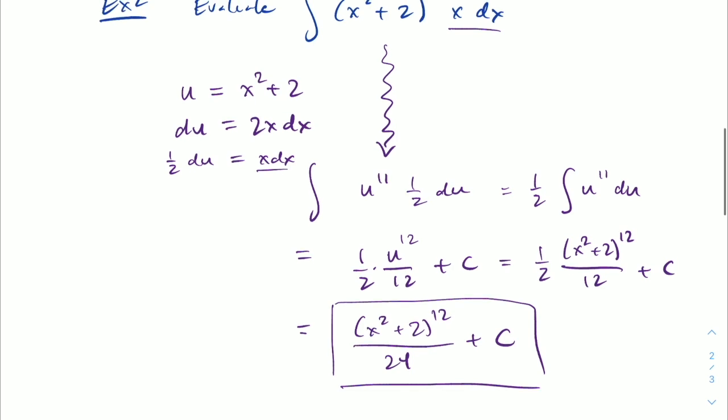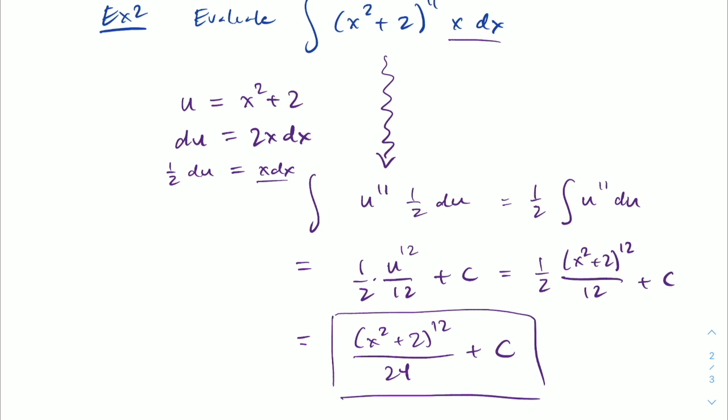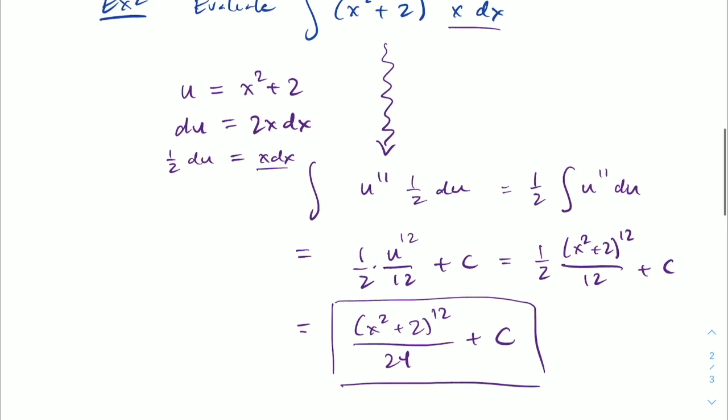Now you can check your work here by differentiating this function and seeing that you get the original x squared plus 2 to the 11th power times x. All right, let's do one more example.